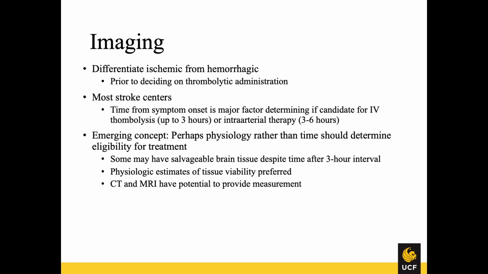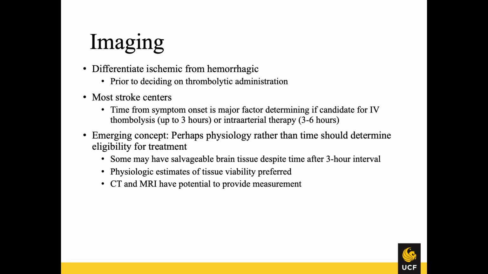Most stroke centers, the time from symptom onset is a major factor determining if the patient is a candidate for IV thrombolysis, which is up to 3 hours, or intra-arterial therapy, which can be up to 6 hours, is going to be an option. An emerging concept that we're seeing is perhaps physiology rather than time should be the determinant. So some may have salvageable brain tissue or salvageable penumbra despite time after the 3-hour interval. I'll talk more about that in just a minute.